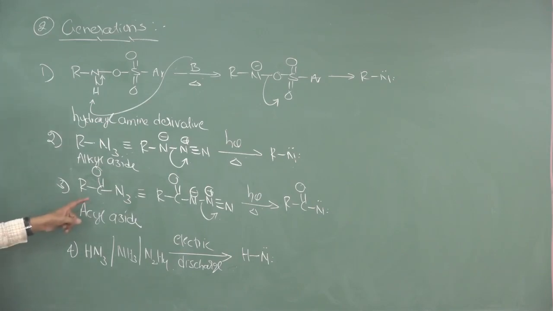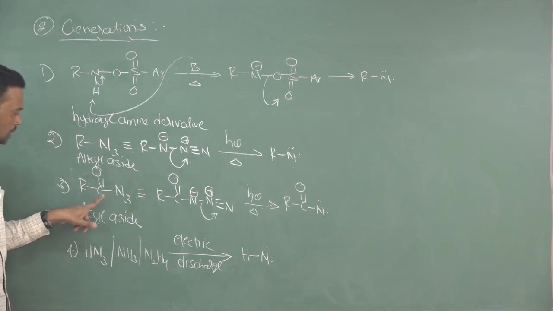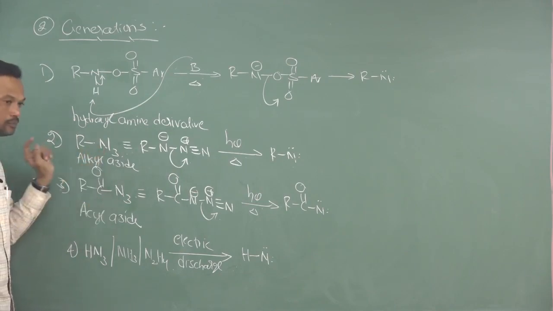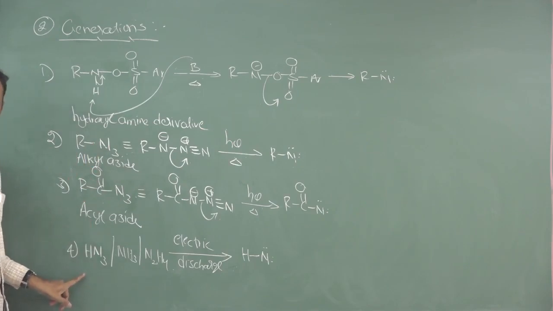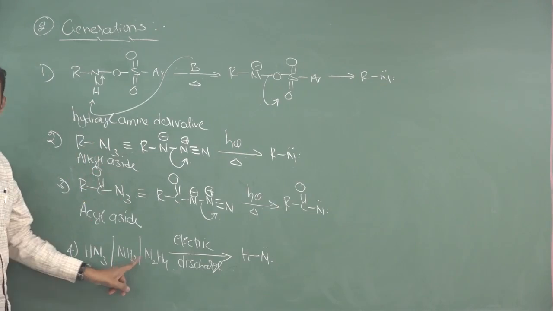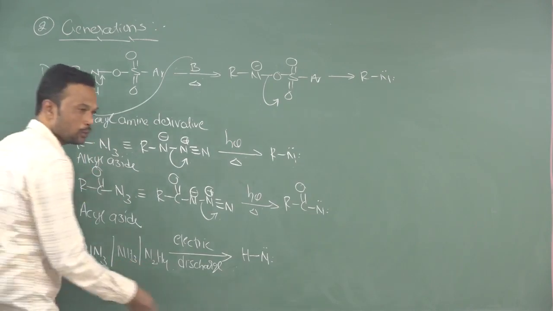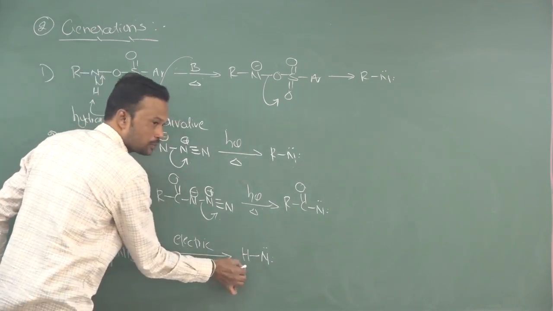This molecule name is very, very important. It helps in the Curtius rearrangement. Acyl azide, acyl azide, alkyl azide. If I write one hydrogen, that is called hydrazoic acid. This is called hydrazoic acid, HN3. Ammonia, hydrazine, these are all responsible to give nitrene bearing hydrogen.